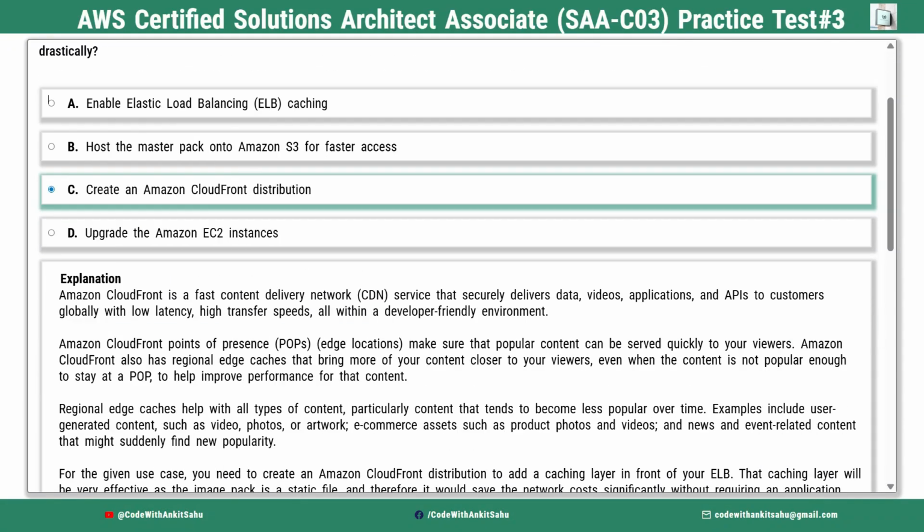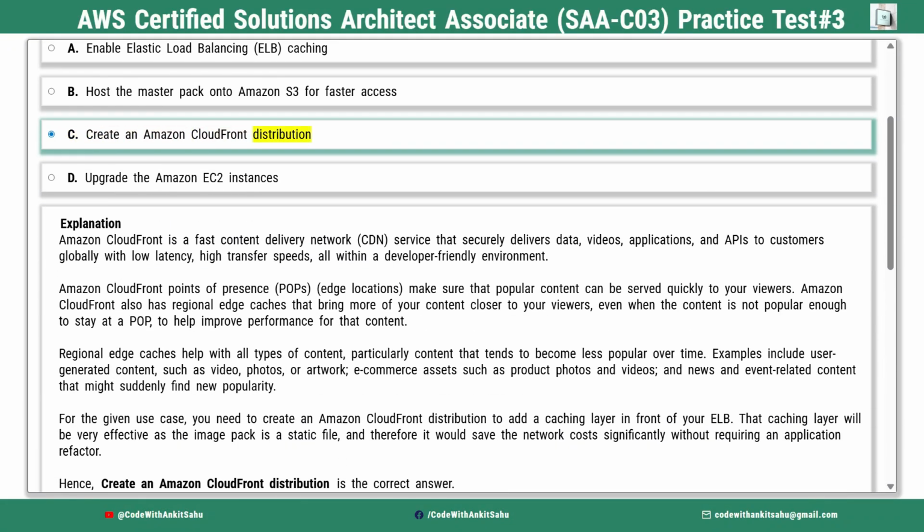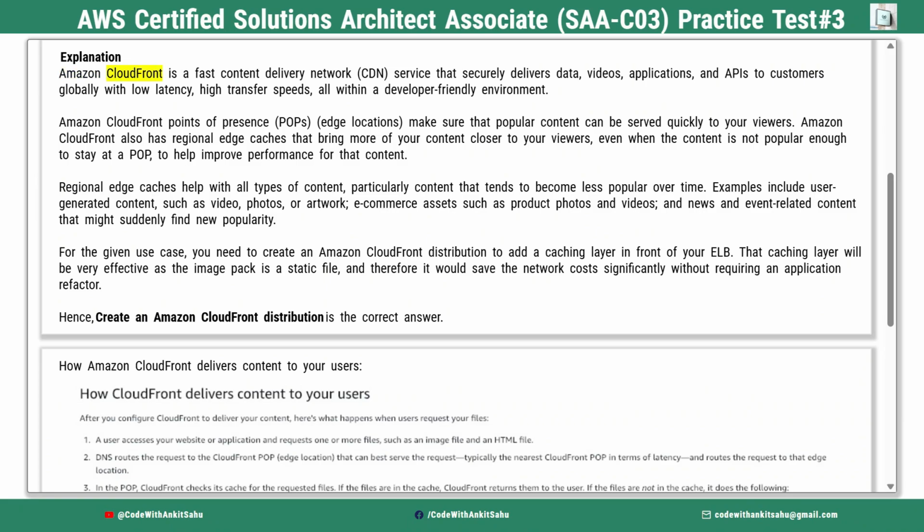Correct answer. Option C. Create an Amazon CloudFront distribution. Explanation: Amazon CloudFront is a fast content delivery network, CDN, service that securely delivers data, videos, applications, and APIs to customers globally with low latency, high transfer speeds, all within a developer-friendly environment. Amazon CloudFront points of presence, POPs, edge locations, make sure that popular content can be served quickly to your viewers. Amazon CloudFront also has regional edge caches that bring more of your content closer to your viewers, even when the content is not popular enough to stay at a POP, to help improve performance for that content.